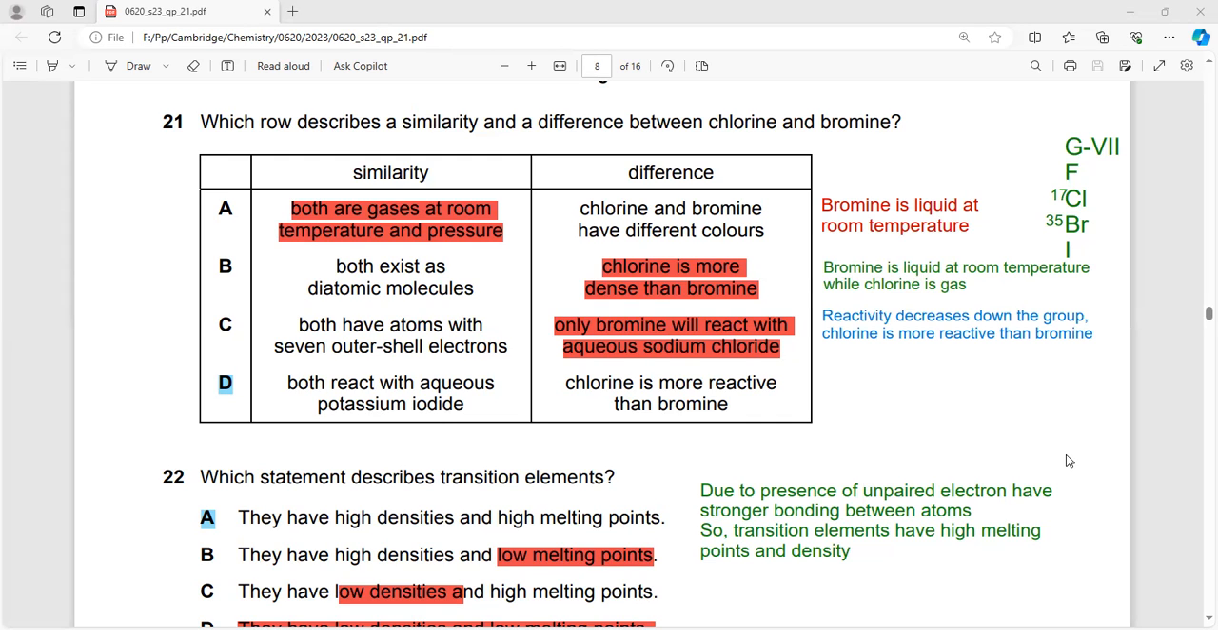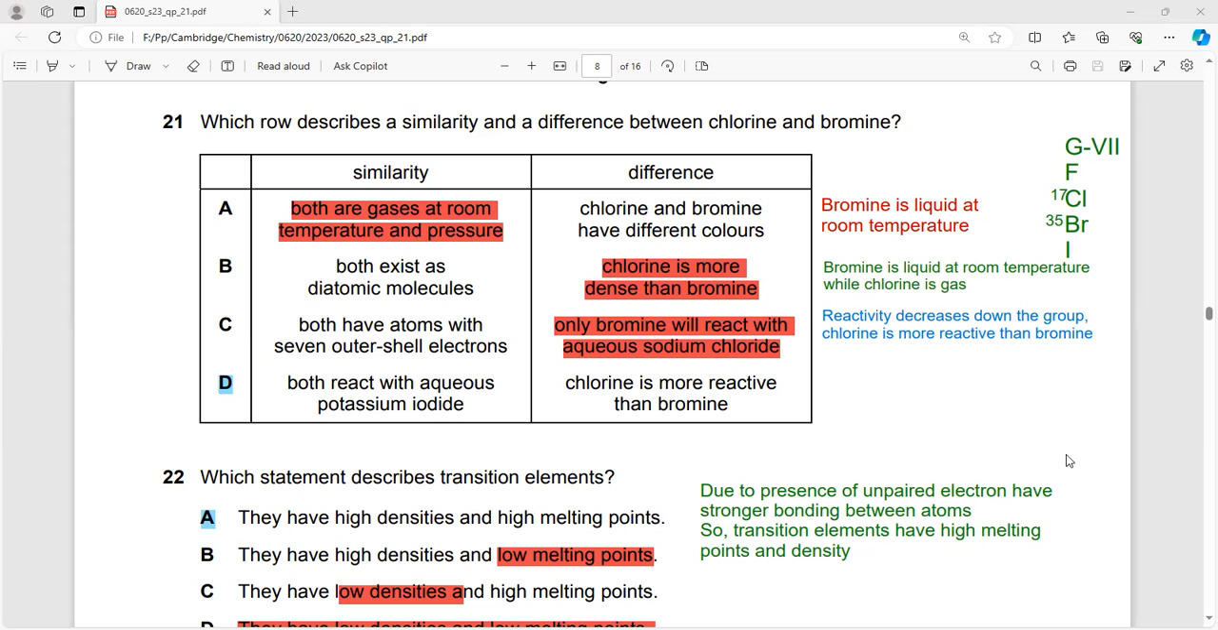So that's why it is the wrong option. So B, both exist as diatomic molecules. It is correct. And chlorine is more dense than bromine. So we can see that at room temperature, bromine is in the liquid state. So that's why bromine is more dense than chlorine. So that's why it is the wrong option. So C, both have atoms with 7 electrons in the outermost shell.